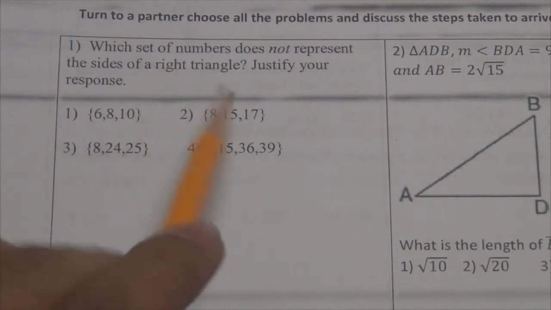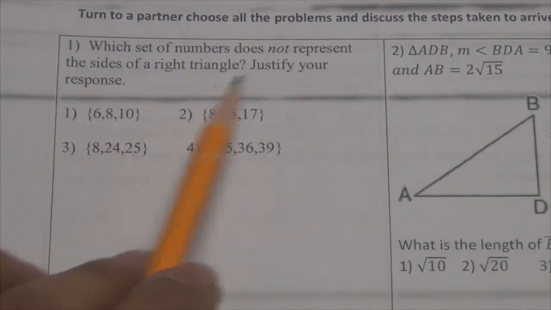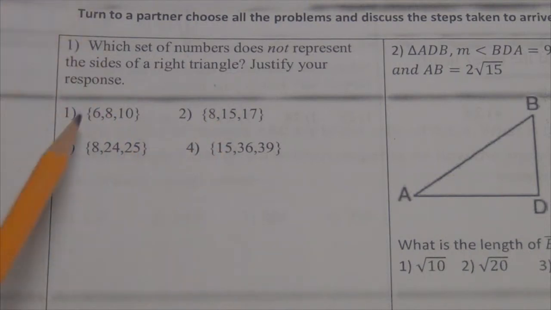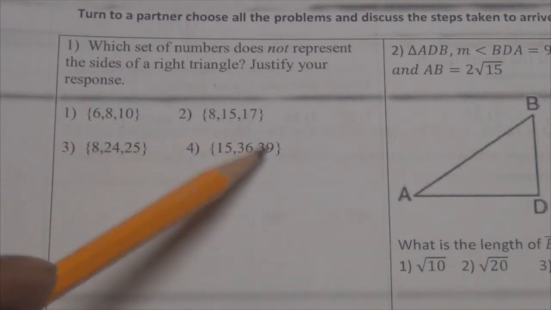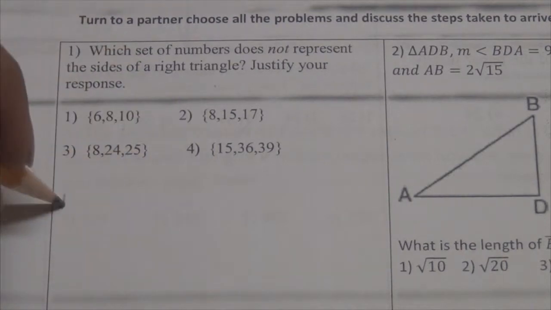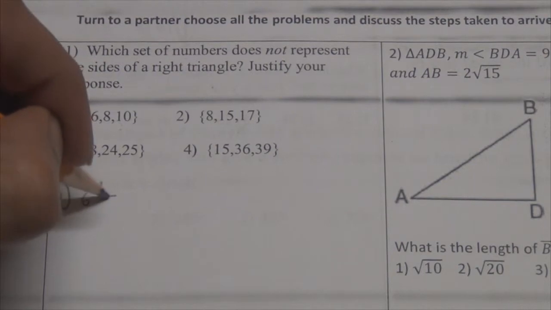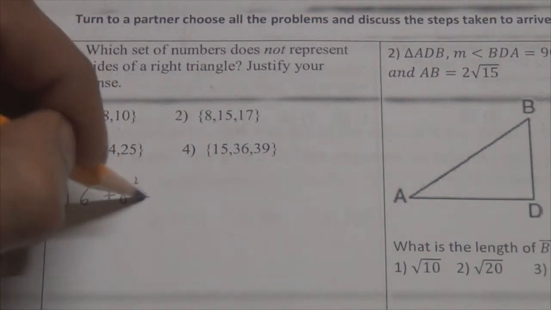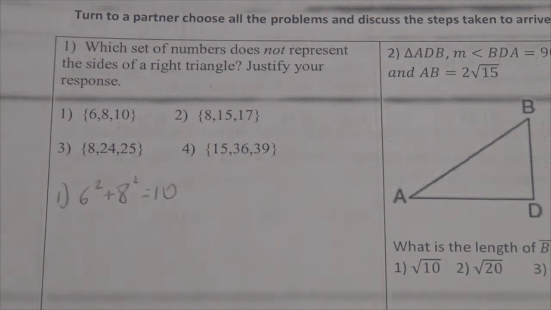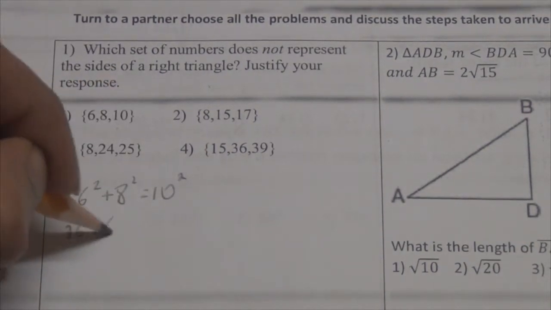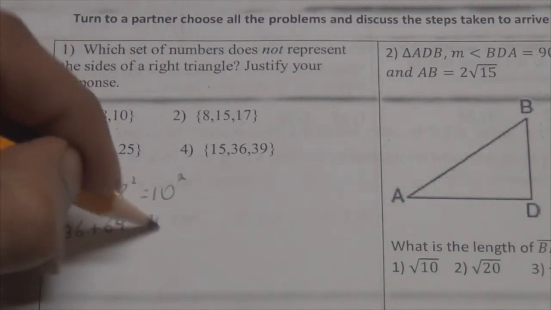It says, which set of numbers does not represent the sides of a right triangle? Justify your response. Alright, so which is not a right triangle? What is the criteria for a right triangle? That a squared plus b squared equals c squared. And I said the larger number is the hypotenuse. So in other words, for 1, I'm going to have 6 squared plus 8 squared equaling 10 squared. So I know that 36 plus 64 equals 100.